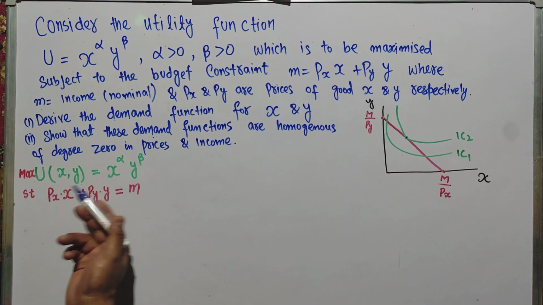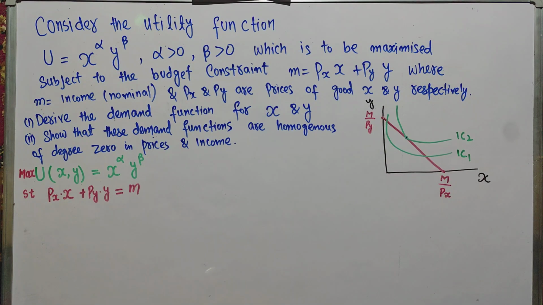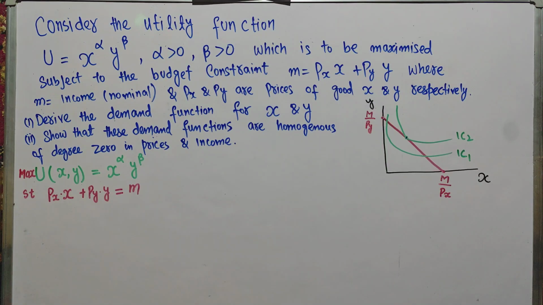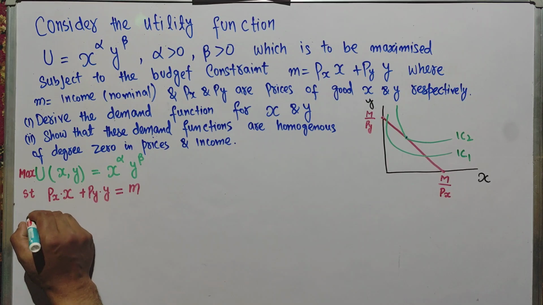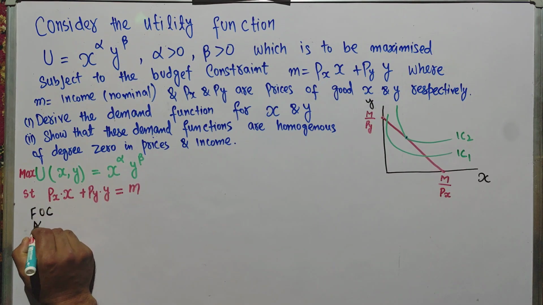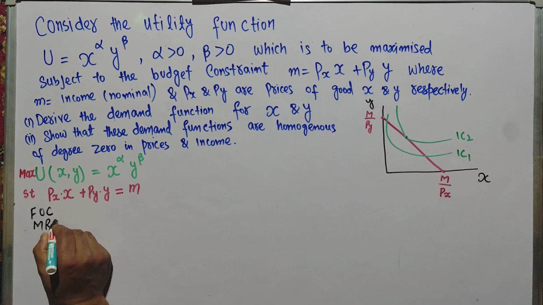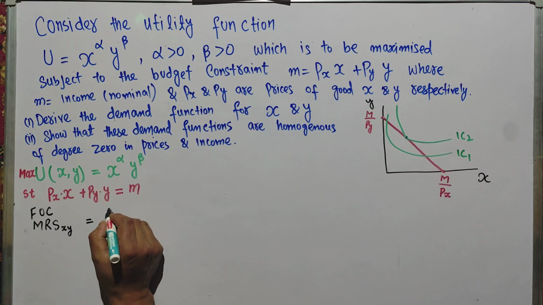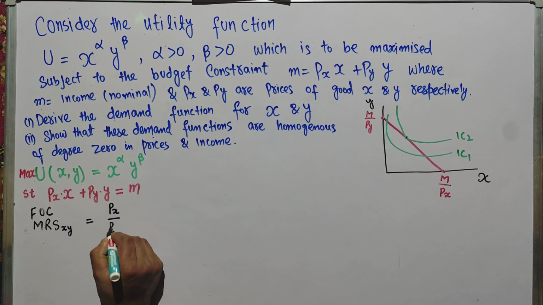Now, how do we approach this question? Very simple. What we do, we need to find out the tangency condition here, what we call the first order condition. So the first order condition for maximization requires that we equate the marginal rate of substitution between good x and y, and it should be equal to the slope of the budget line, that is price of x upon price of y.